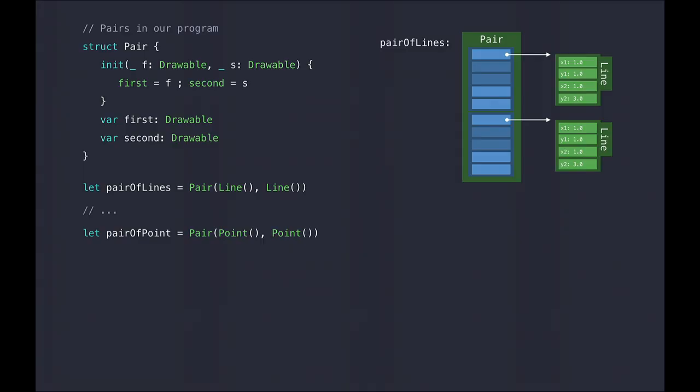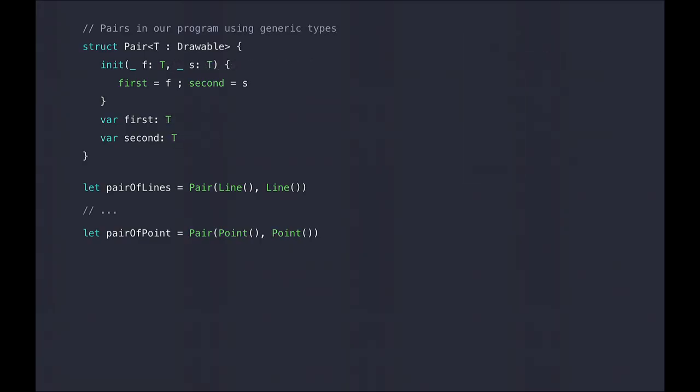When we looked at this program, we realized that we could use a generic type here. So if we define our pair to be generic, and then the first and second property have this generic type, then the compiler could actually enforce that we only ever create a pair of the same type. And furthermore, we can't store a point to our pair of lines later in the program either. So this is what we wanted. But is this representation any better or worse for performance? Let's take a look.